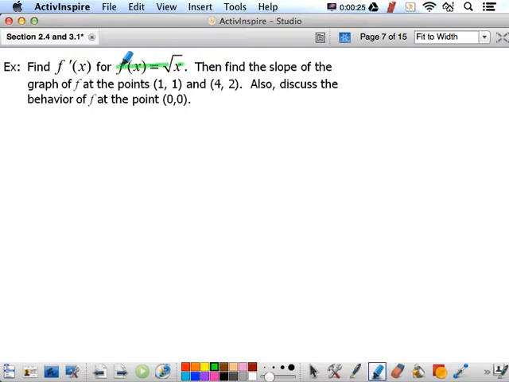So there's our function, and we want to find the derivative. So f prime of x is equal to the limit as h approaches 0 of f of x plus h minus f of x, all over h.